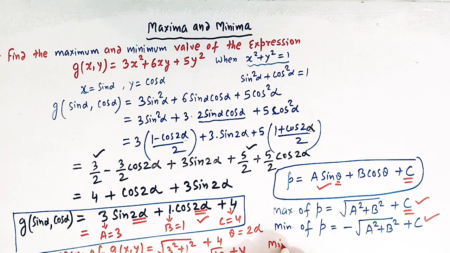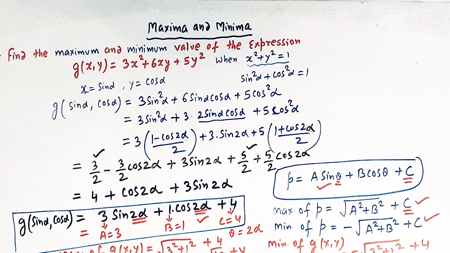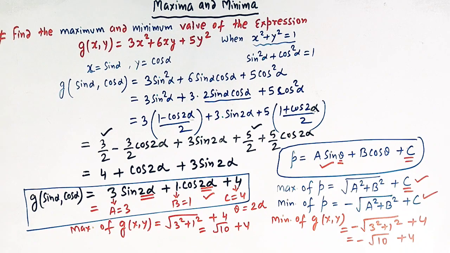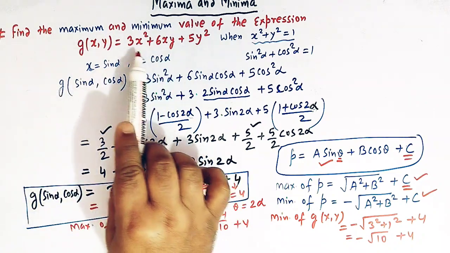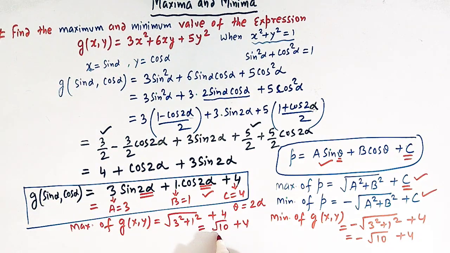And similarly, the minimum of g of x comma y is given by this expression. So we have negative of square root of 3 square plus 1 square, and here we have plus 4, and this is minus square root of 10 plus 4, right? So viewers, this is how we can find the maximum and minimum value of this expression as square root of 10 plus 4 and minus square root of 10 plus 4, right?